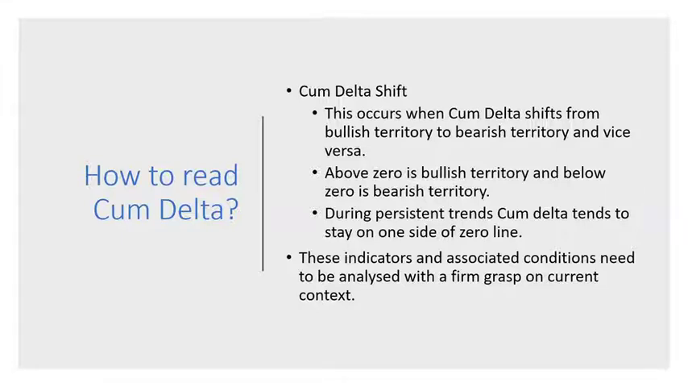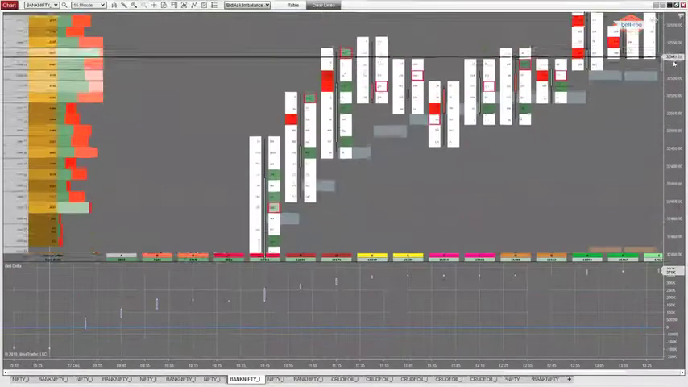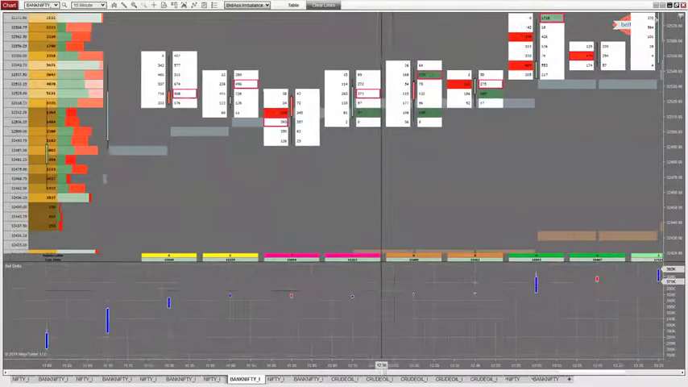Nilesh is saying cumulative delta shift seems tricky as we might end up getting a sideways day. Yes, yes. So that is where I'm saying that context is absolutely crucial to make use of these tools. All right. Now, imbalance. So Phoenix was asking about imbalance. Let us go to an order flow chart. This is a normal order flow chart.